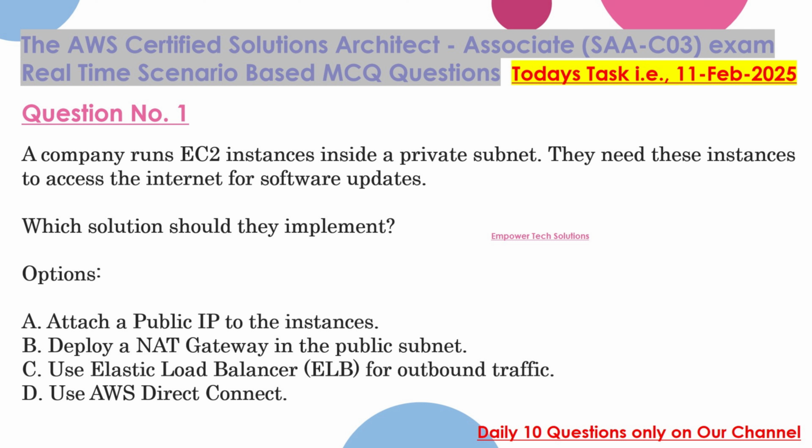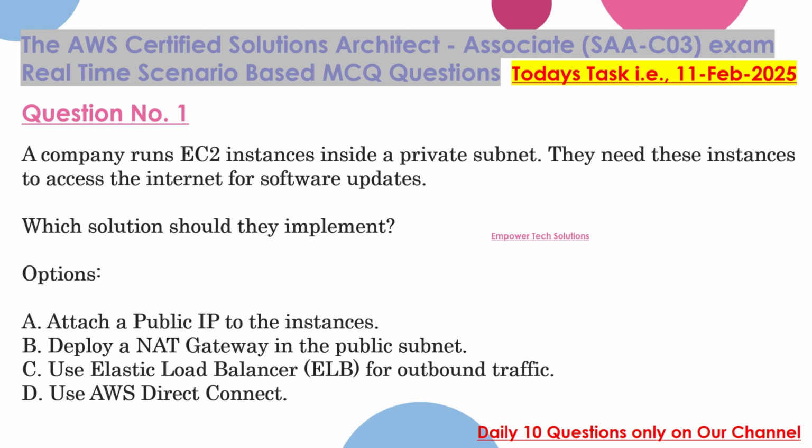Question 1. A company runs EC2 instances inside a private subnet. They need these instances to access the internet for software updates. Which solution should they implement? Options: A. Attach a public IP to the instances. B. Deploy a NAT gateway in the public subnet.